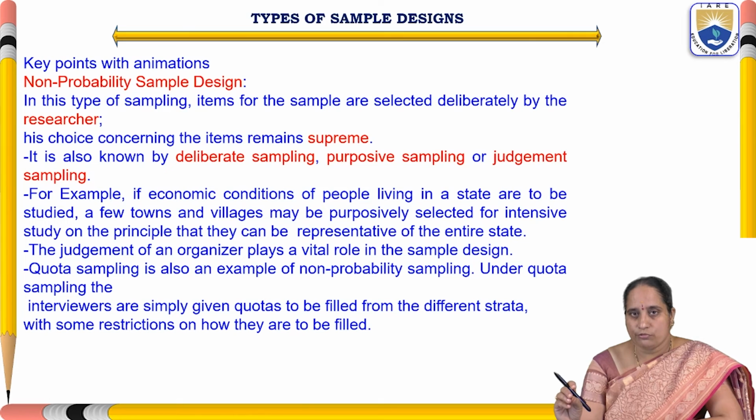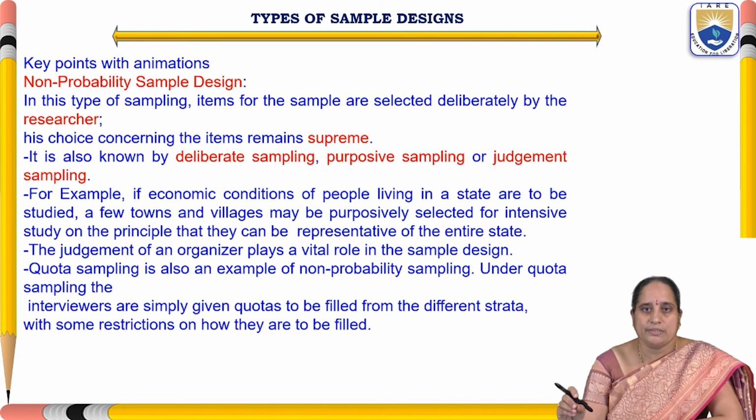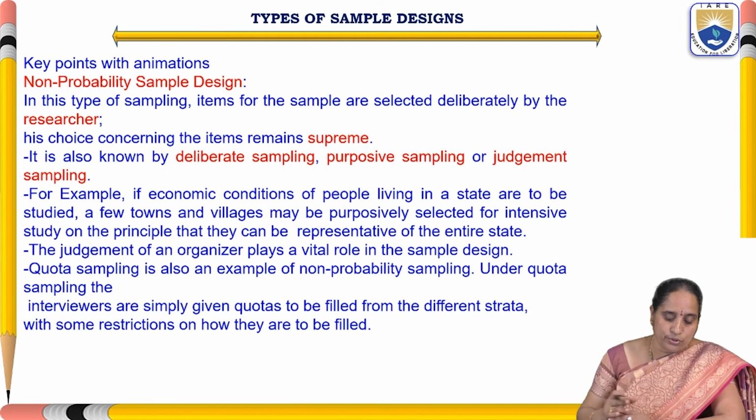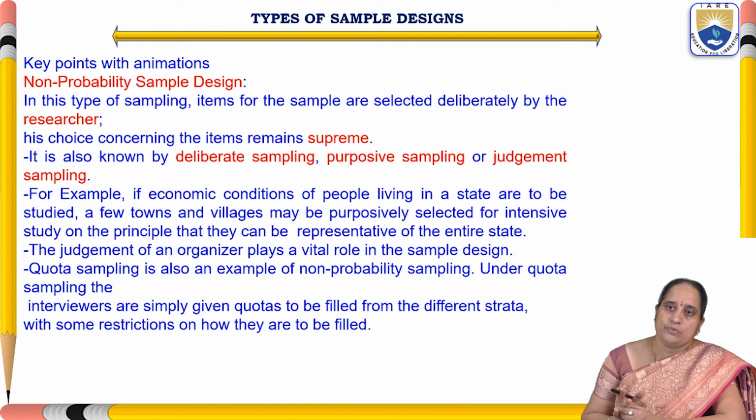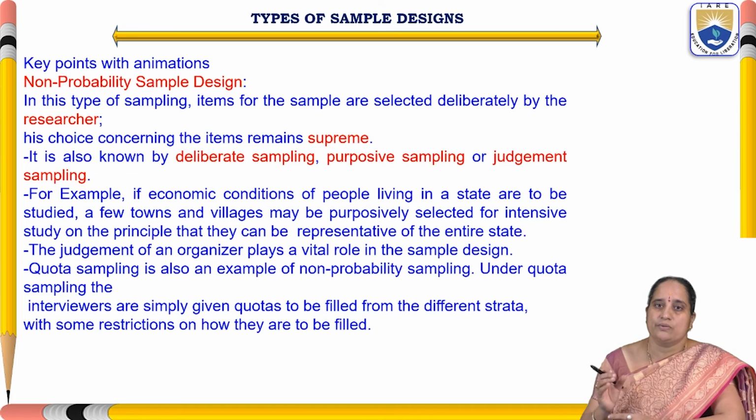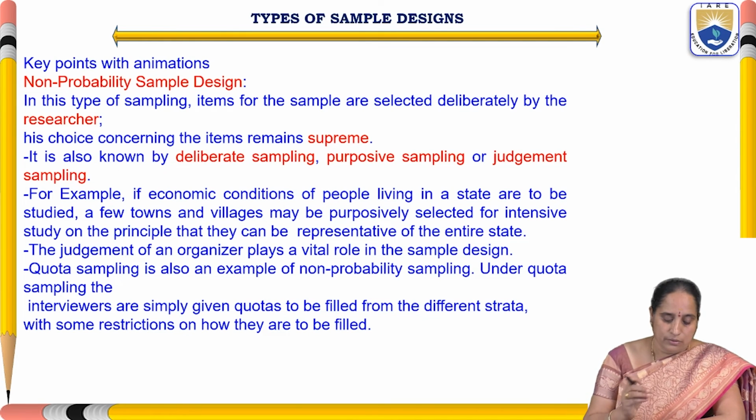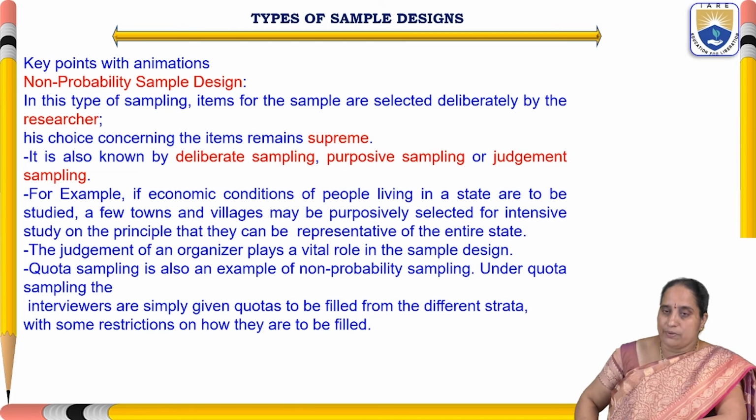So the judgment of an organizer plays a major role in the sample design. Quota sampling is another example. People generally used to assign some sort of quotas. Based on that, they used to select by considering different types of strata, and some instructions will be given by the researcher, and he suggests how they are to be filled.